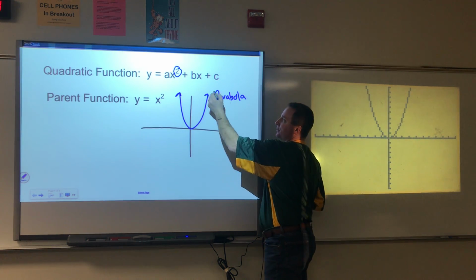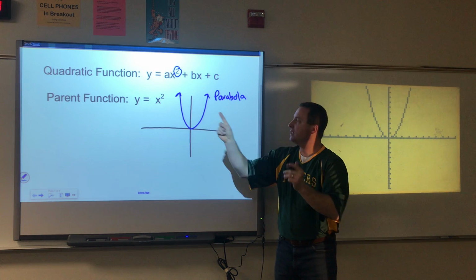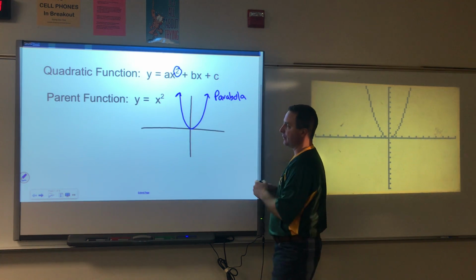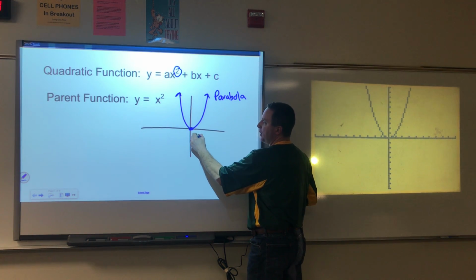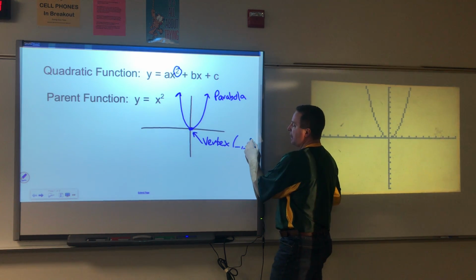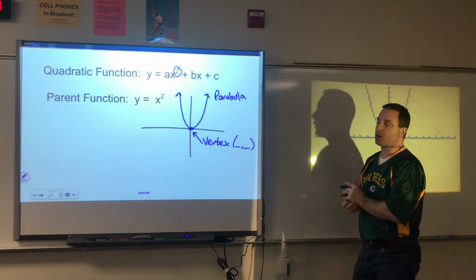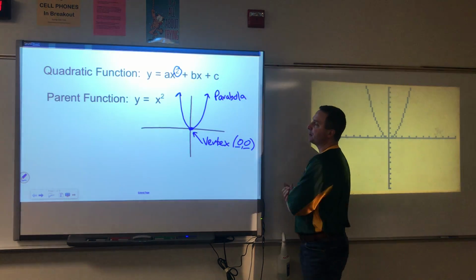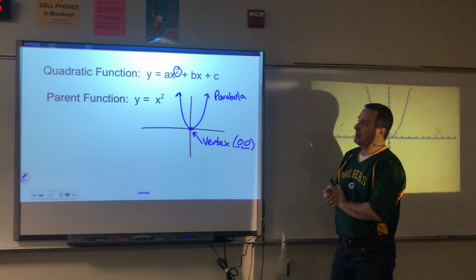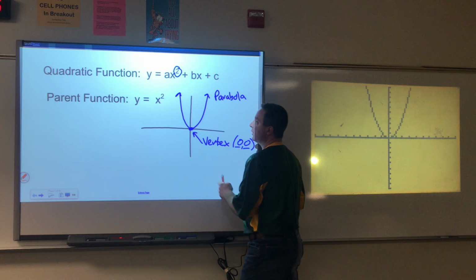They're U-shapes. Notice down here at the bottom, it's a curve. It's not a V, but a rounded part at the bottom. Speaking of that bottom part, it has a special name. It's called the vertex. In this particular one, the parent function, the vertex goes through the origin, 0, 0.